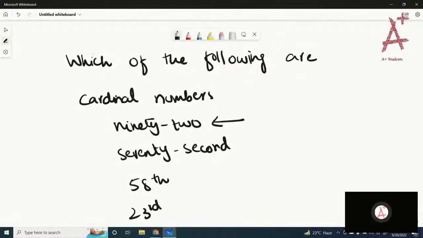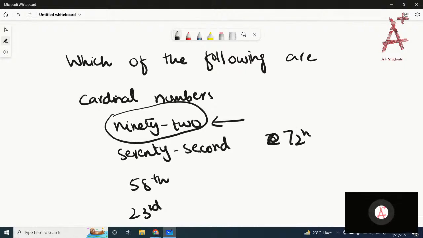Only 92 is the cardinal, because the rest of the three tell you the position of something. Like 72nd, 58th, and 3rd. So the rest of the three are the ordinals. Only 92 is the cardinal. Got it? Because you can count something like 92, not 92nd or 72nd. So 92 is the cardinal. Got it?